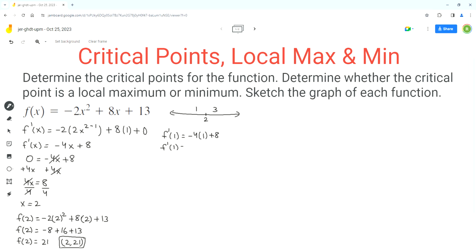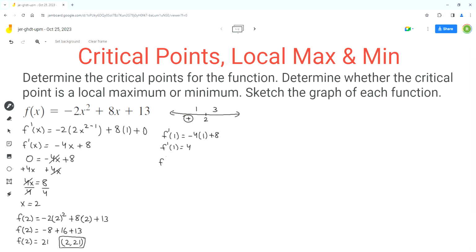So negative 4 times 1 is negative 4, and negative 4 plus 8 is positive 4. So we got a positive value. That means the function is increasing on the left side of x equals 2. Now we can use the other test value, x equals 3.